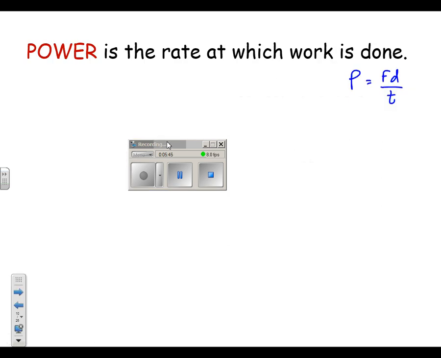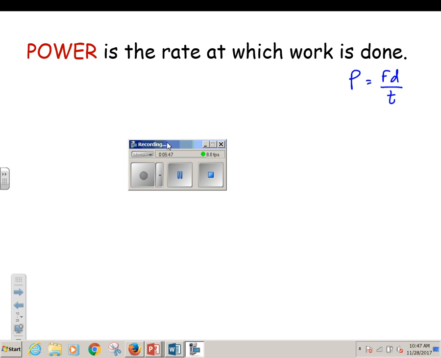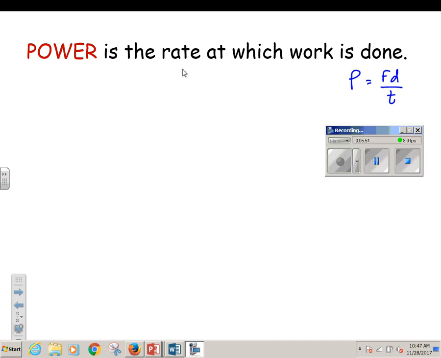Now, power is the rate at which work is done. When you think about it, everything that's a rate is really just something divided by time. It's the same as saying speed is the rate at which distance changes, velocity is the rate at which displacement changes, and acceleration is the rate at which velocity changes. All of those things are just rates because they're divided by time.